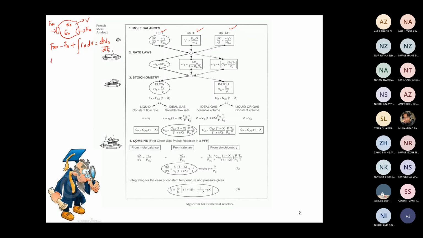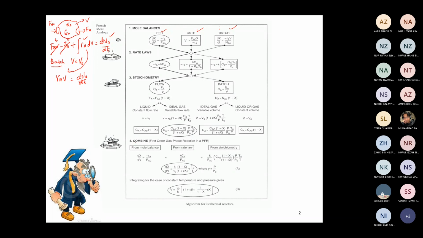Let's say this is a batch, which means there is no flow in and out, so you can cancel them to 0. There is an accumulation in the reactor, and a reaction occurs. But you need to remember for batch, the V throughout the time will be the same as V naught. There is no change of volume, so you cannot integrate with respect to volume. Here you need to rewrite it to become RA V is equal to dNA over dt.